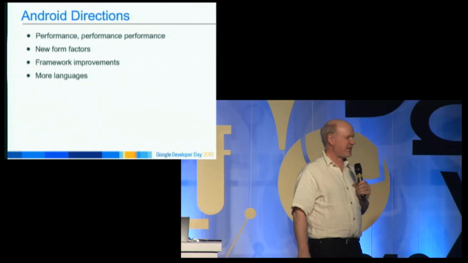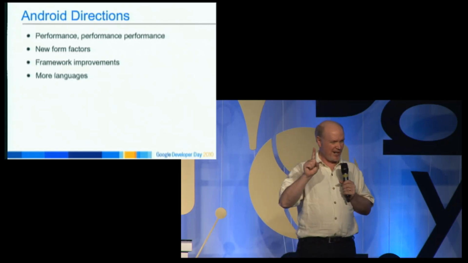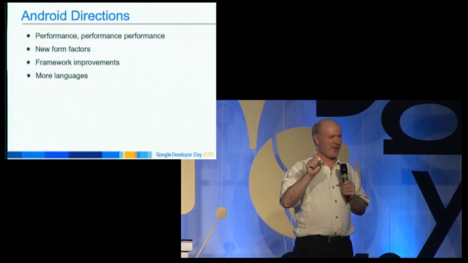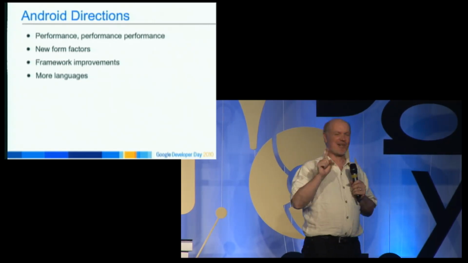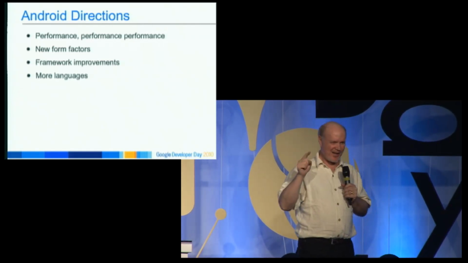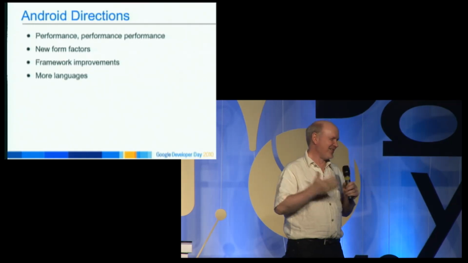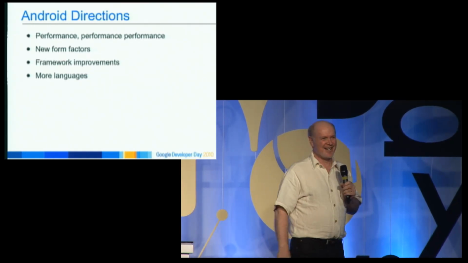Every release of Android has to be faster, and the reason we care about performance so much is one word: games. People really like to play games on their phones. And all the game developers are saying, faster, faster, faster, faster. Of course, as soon as we make it faster, they make the game bigger and slower. So, you never win.